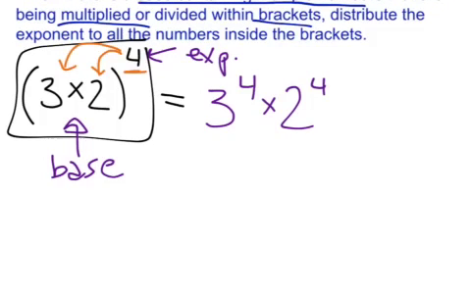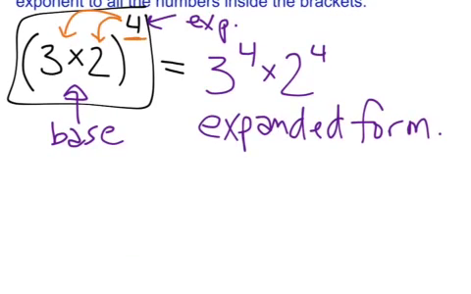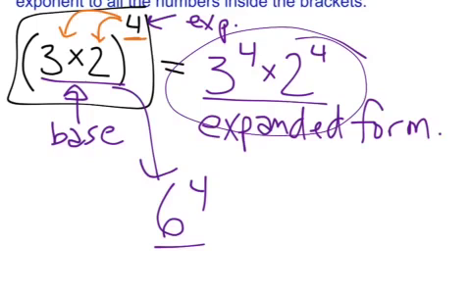This is what we call the expanded form of that question. Another way you could solve this problem is by using BEDMAS and actually doing 3 times 2 first, and then that would become 6 to the power of 4. Both of these are correct, but if the question is asking you to write the expanded form of the power, then you would want this as your solution.